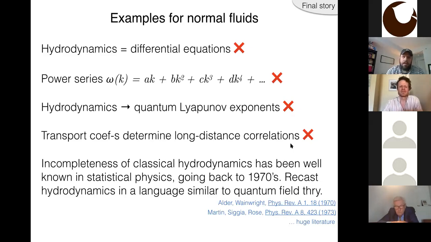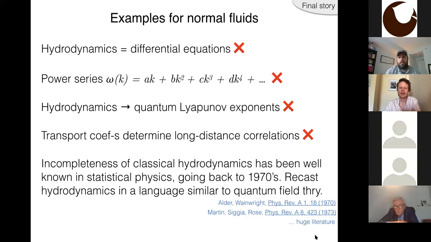So incompleteness of classical hydrodynamics is something that has been known in statistical physics going back to the 1970s and even to early days of the molecular dynamics simulations. And the way to deal with this is to recast hydrodynamics in a language which is similar to quantum field theory. And there has been a recent revival of the quantum field theory approach to hydrodynamics.